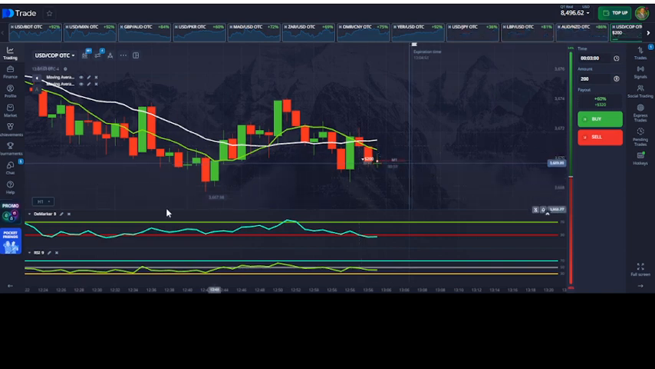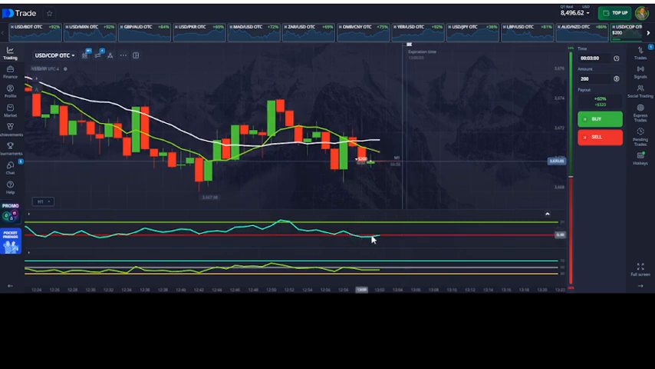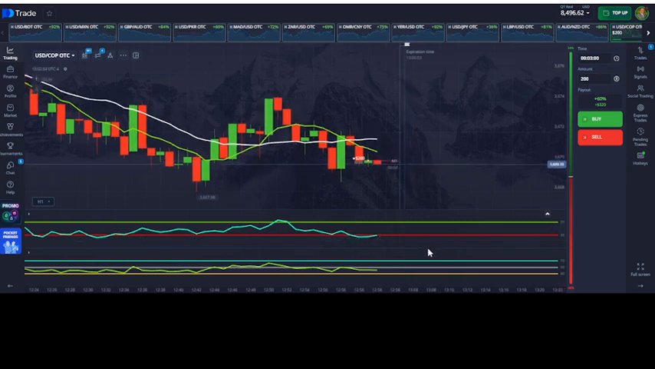And then secondly, the DeMarker indicator here, the signal line is hovering below the 30 line here, the red 30 line. And thirdly, we have the RSI signal line below the mid 50 line here, the gray 50 line.